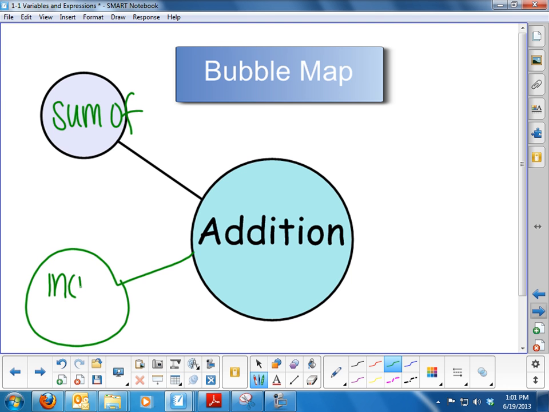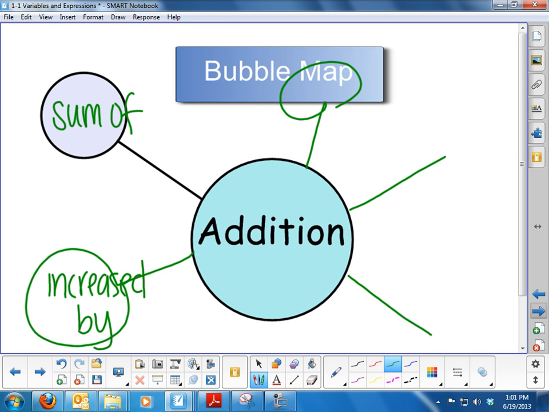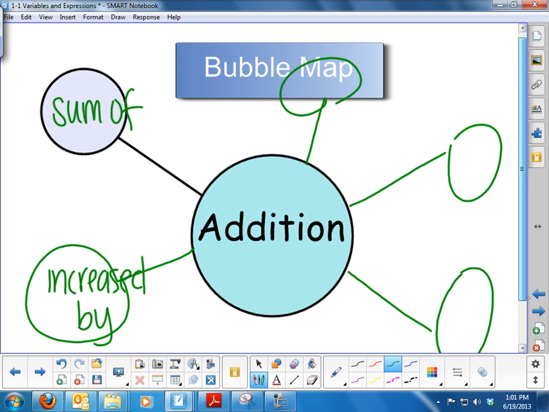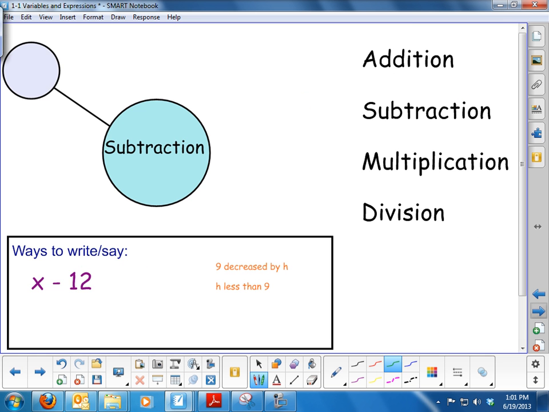If I see the words increased by a certain amount, increased by something, that means addition. So again, create lines and circles, bubbles, to explain all the words that you can think of that mean you're going to be doing addition in a problem. And then what I want you to do is do the exact same thing for subtraction, multiplication, and division. So you're going to end up with 4 bubble maps, 1 for each by the time you finish. As many as you can think of, and we'll discuss these tomorrow.